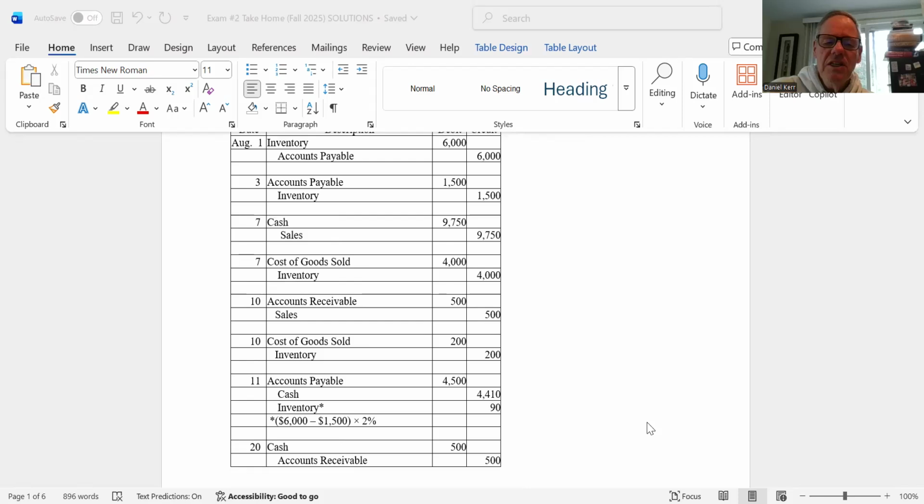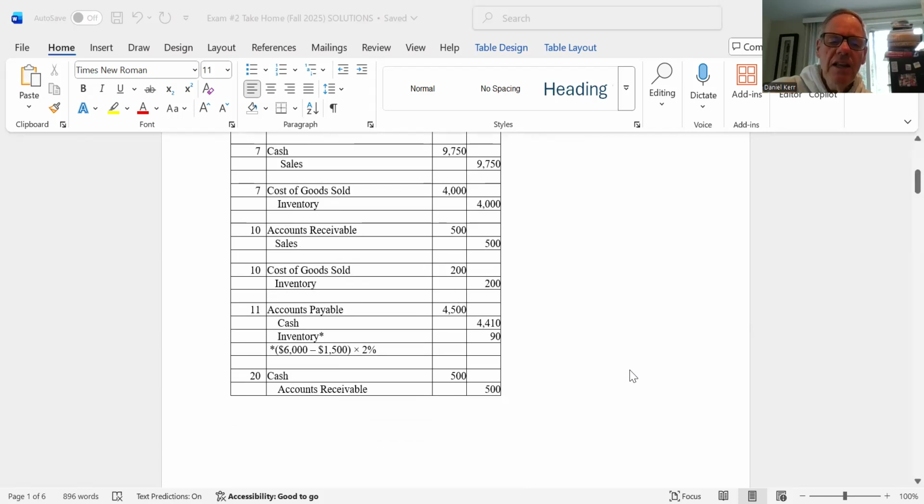So what happens is the purchase discount ends up being a reduction in the cost of the inventory. And then the last one is to record simply the receipt of cash from a customer on account. So you debit cash, you credit accounts receivable.